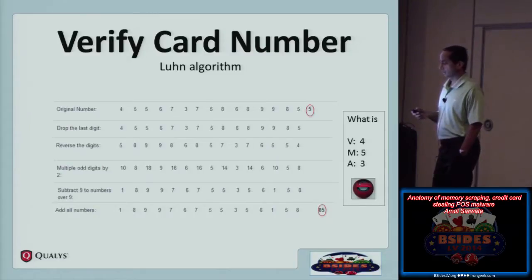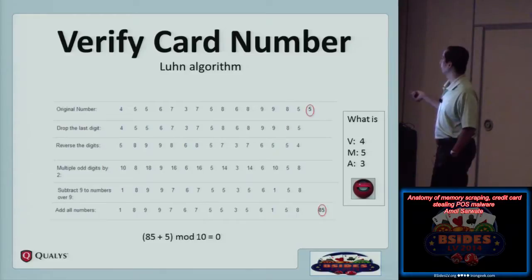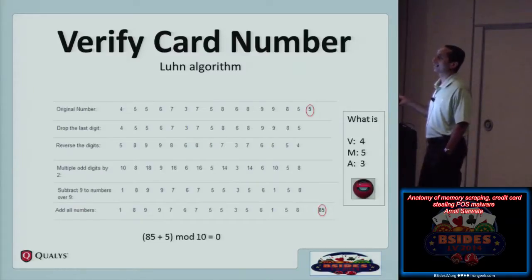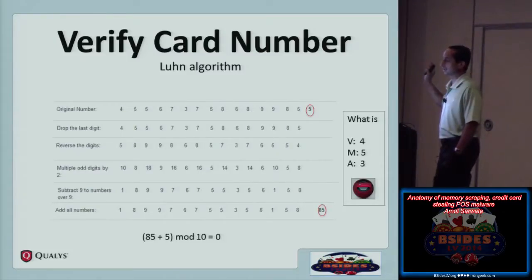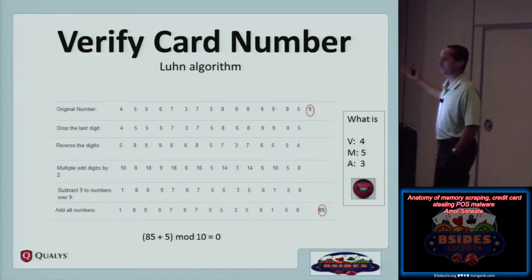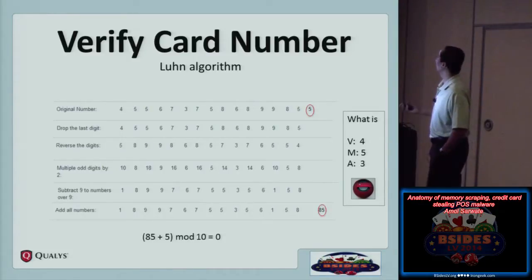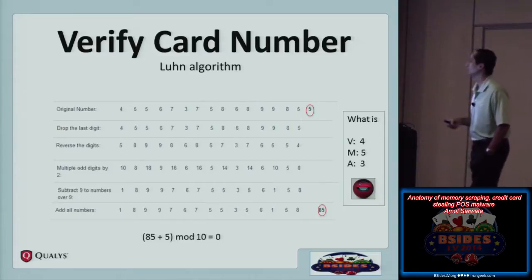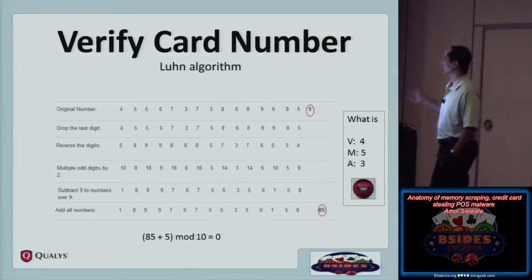And the verification is basically if you add 85 to the number that you dropped and you do a mod 10 of it, you should get a 0. And if you get a 0, then that's a valid credit card number. This algorithm, guys, is documented very well on the net. You will find it everywhere. So, I think the slides are really pretty. Feel free to take pictures, but it can be found anywhere on the net.